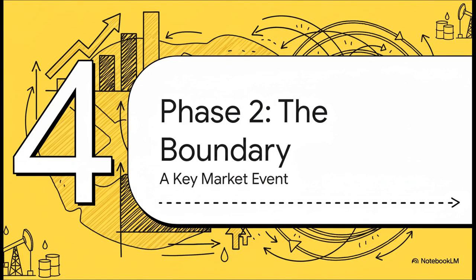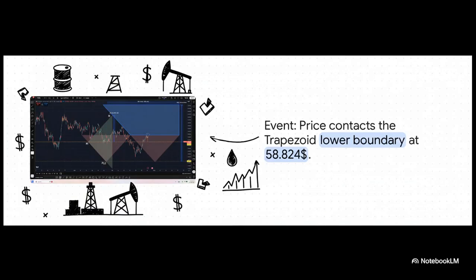Okay, so the plan was set. The numbers were crunched. Now we get to see what actually happened. Let's watch as the market moves and we enter phase 2. And here it is. This is the key market event that defines phase 2. You can see the price hit $58,824. And in doing so, it has just touched the lower boundary of that shape labeled as the trapezoid.